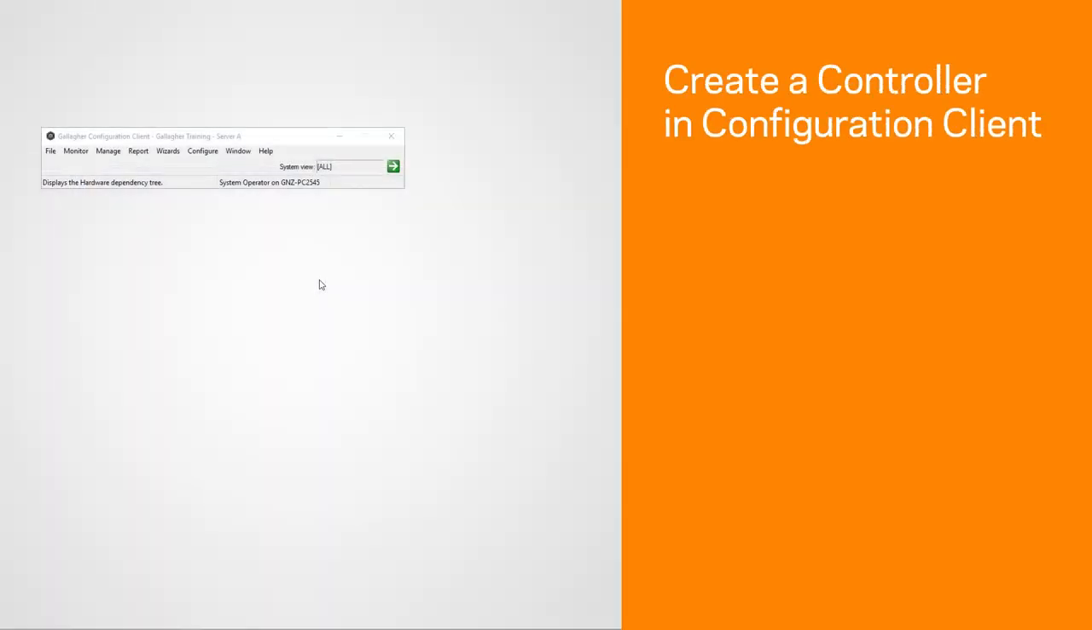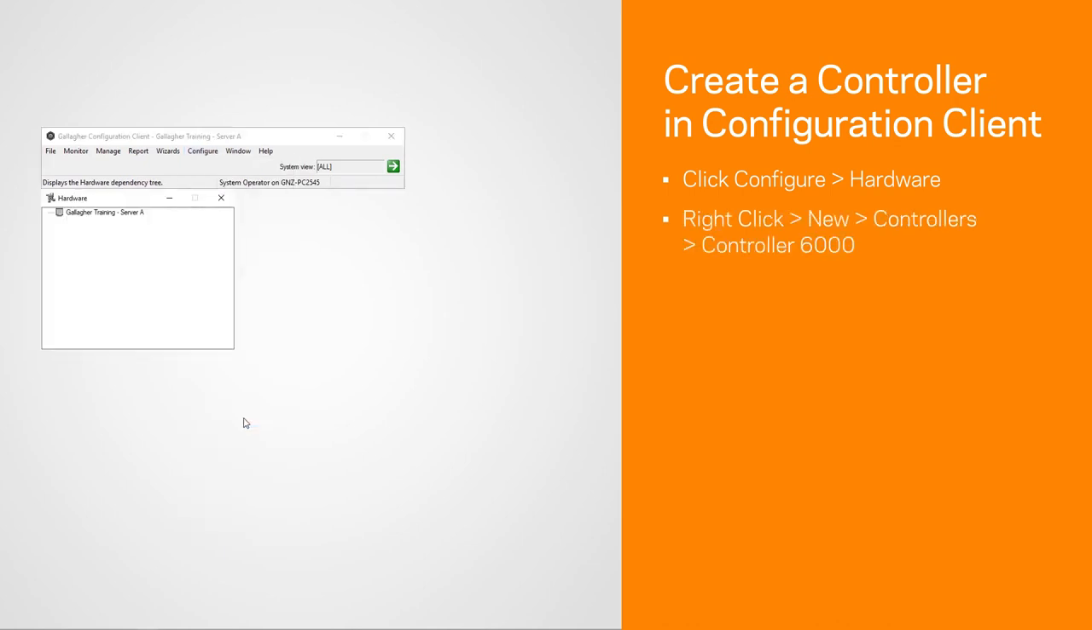Now to create the controller. Click Configure, Hardware. Right-click in the Hardware box and select New, Controllers, and choose the Controller 6000.